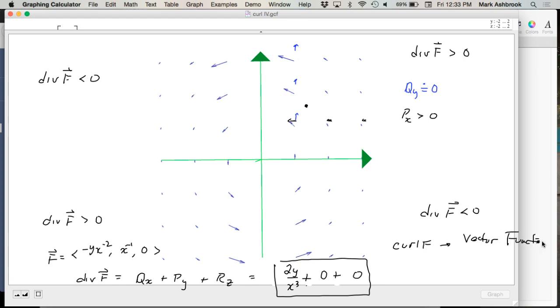Meaning you get a vector depending on location. Divergence of F, you get a scalar, but it's a scalar function. Again, it's just a number, but it's a number depending on your location. And in this example, you have expansion in the first and third quadrants, but you have contraction because you have negative divergence in the second and fourth quadrants.